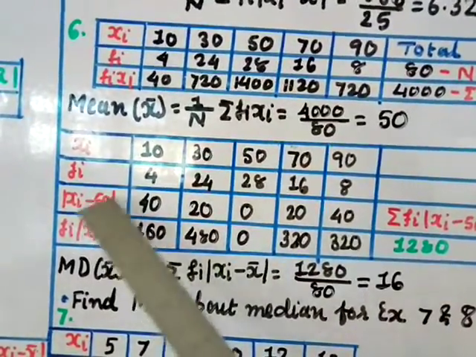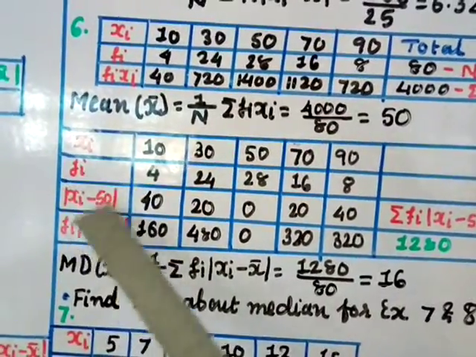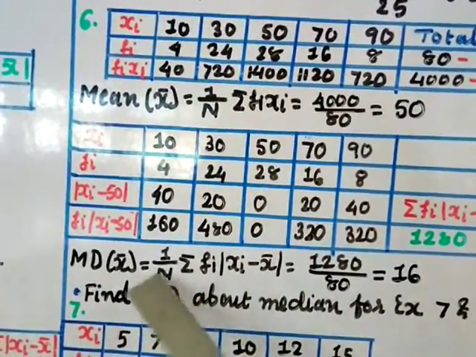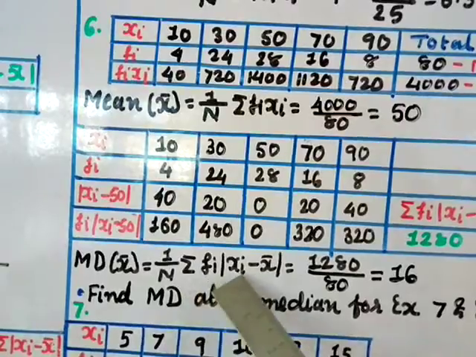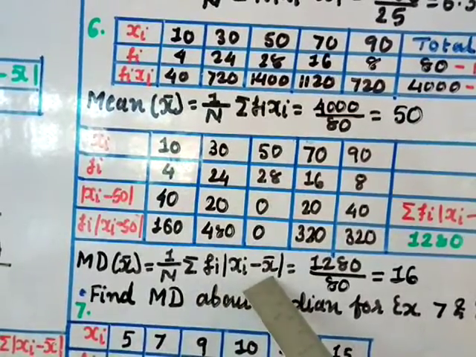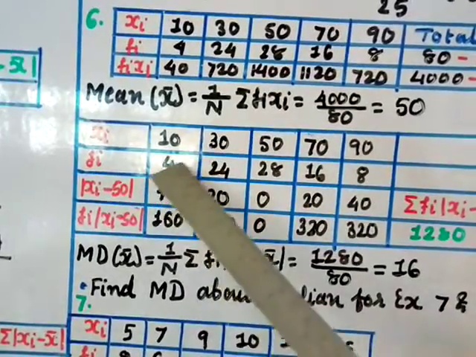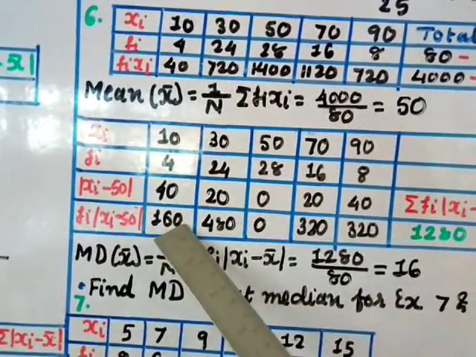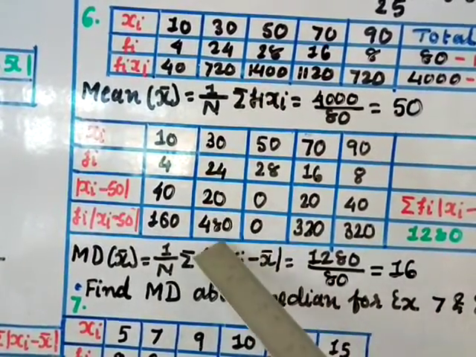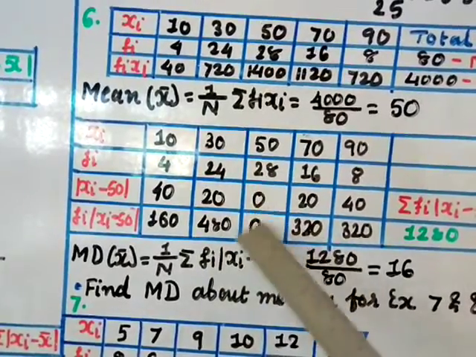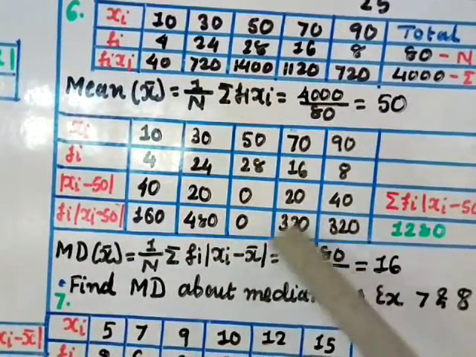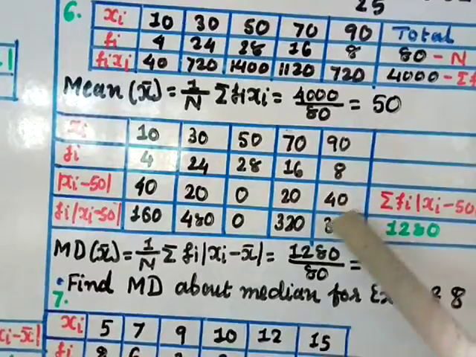Now multiply this value with fi, because the formula is 1 by n sigma fi modulus of xi minus x bar. So the product you have to find. 4 into 40 gives you 160. 24 into 20, 480. 28 into 0, 0. 16 into 20, 320. 8 into 40, 320.